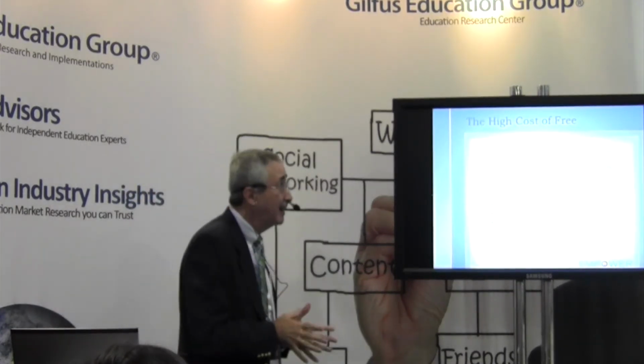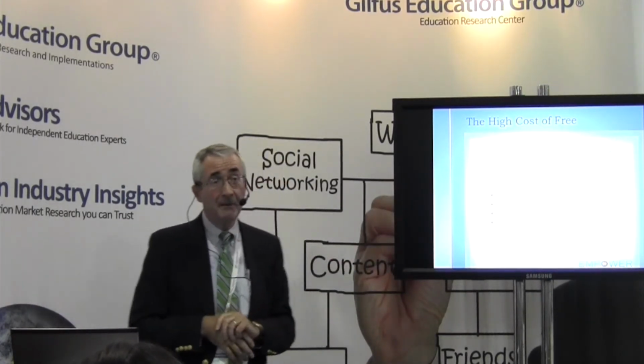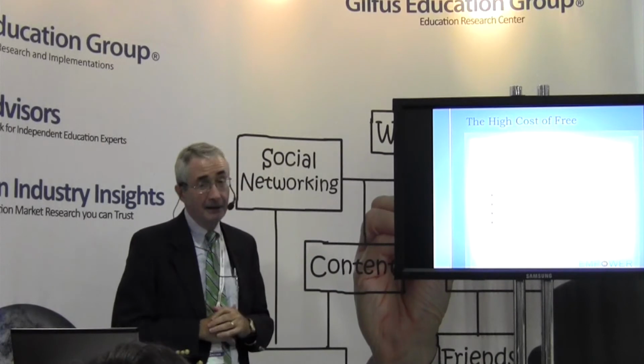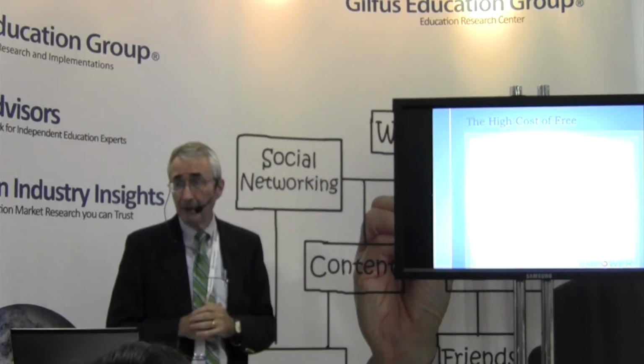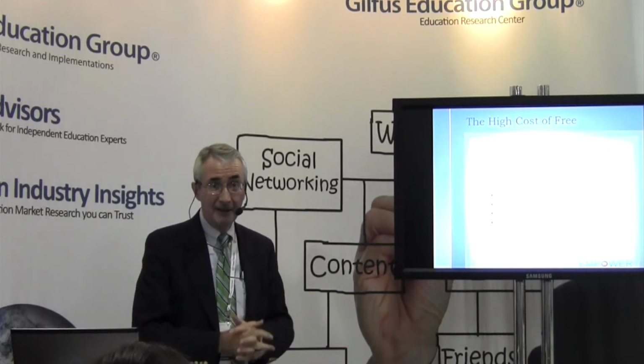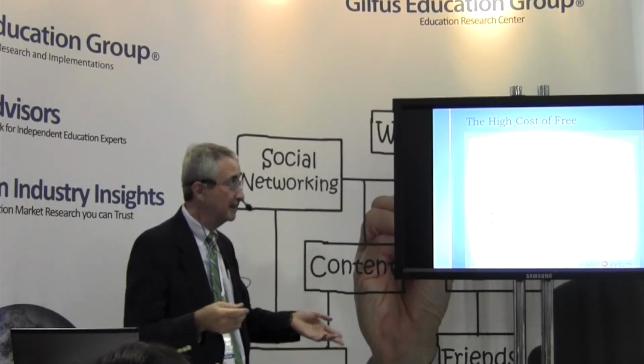So what is this high cost of free? Well, first of all, a quick definition. Open source is programming code that is shared, usually without any charge, usually by a consortium. That's a pretty quick definition of it. So you get it for nothing until you start to implement it.